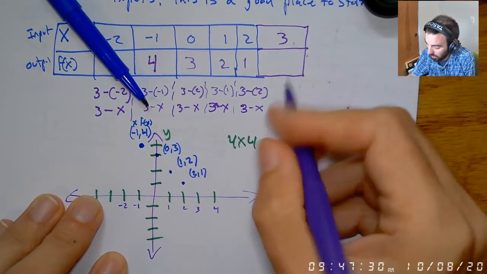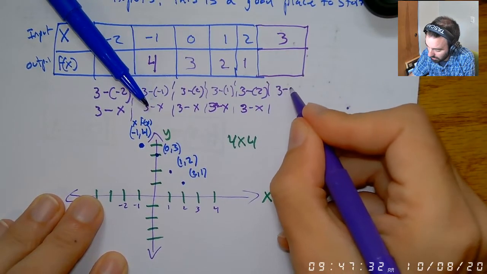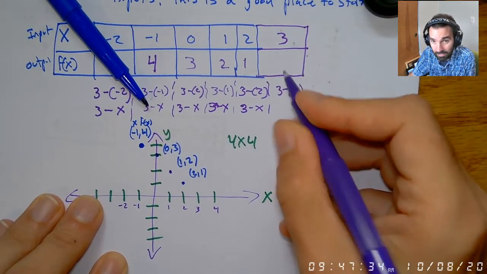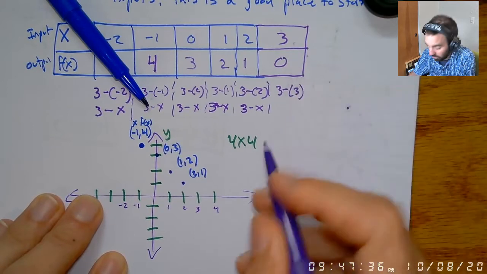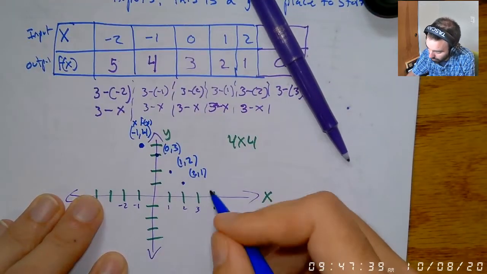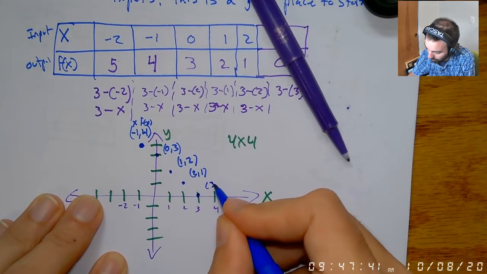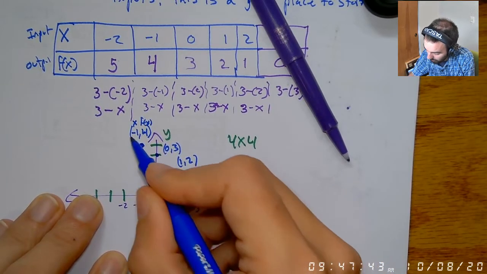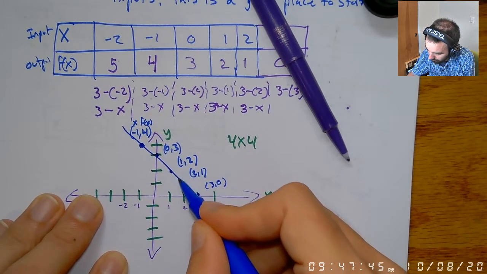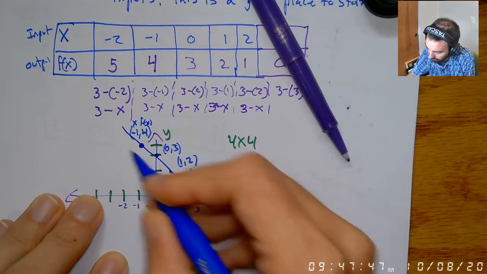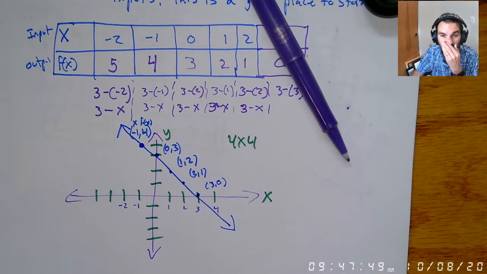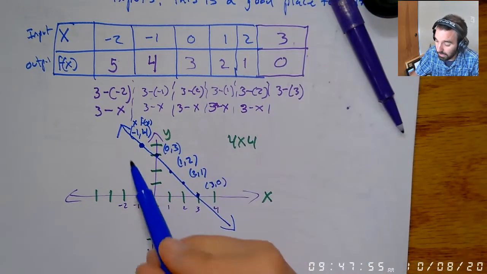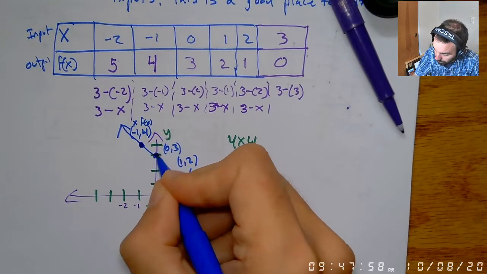Okay, so to do that, it's going to be 3 minus 3. 3 minus 3 is 0. So then at 3, I know I'm going to be at 0. So this is at 3, 0. So I go and then I'm going to connect them like this to make an arrow. Okay, and we did it. That's the graph.